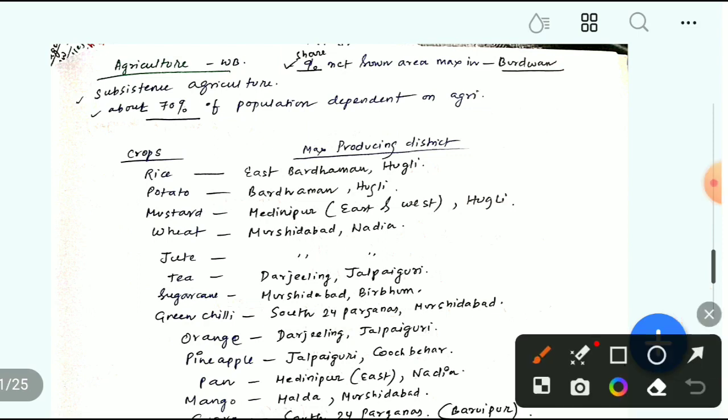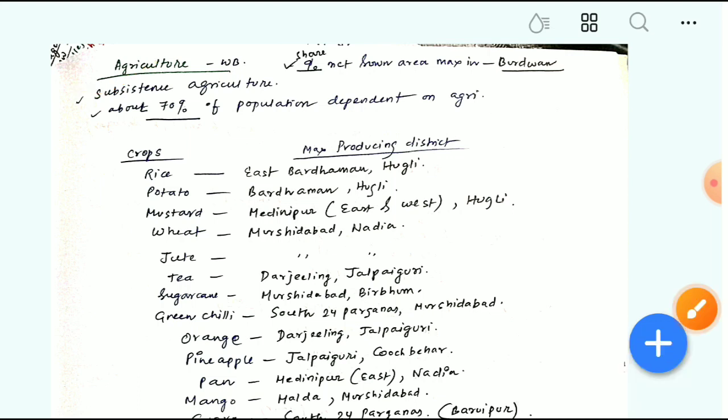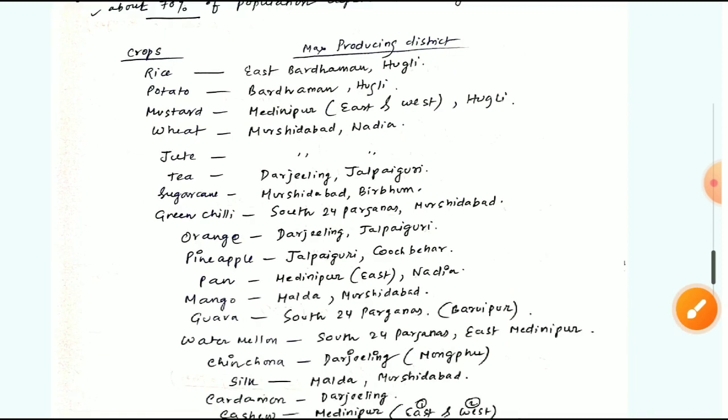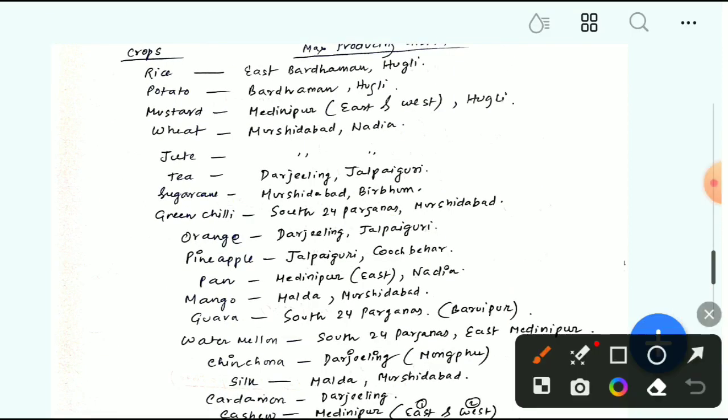Next is agriculture. 9% net. What is the percentage maximum share? It is in Bardhaman. Maximum share agriculture. It is subsistence agriculture. About 70% of the population is dependent on agriculture here. Important crops and maximum producing areas or districts I will be telling.